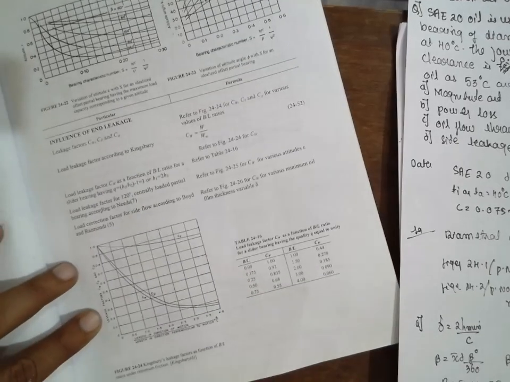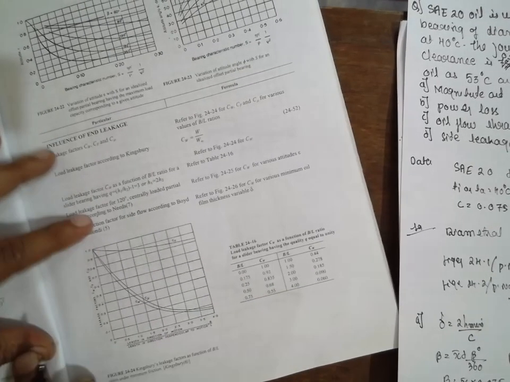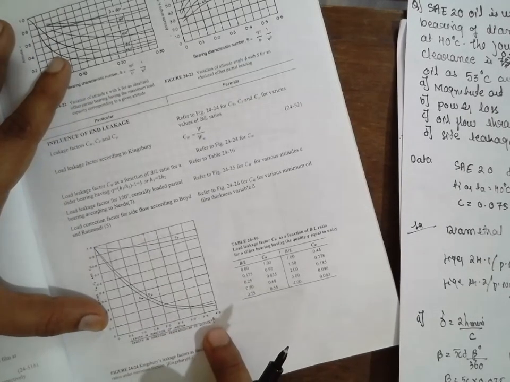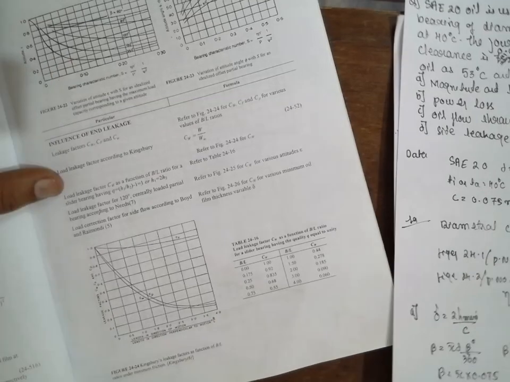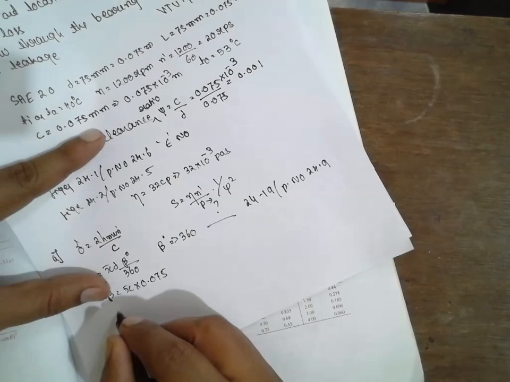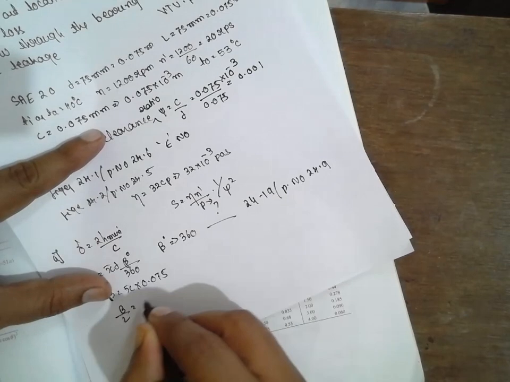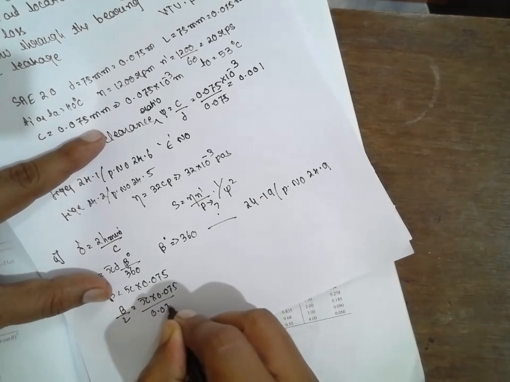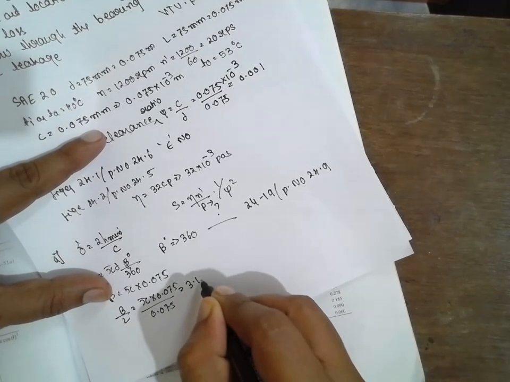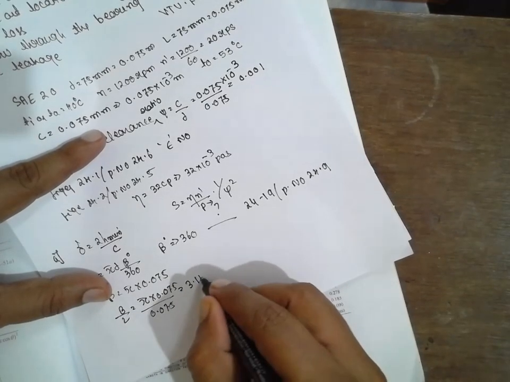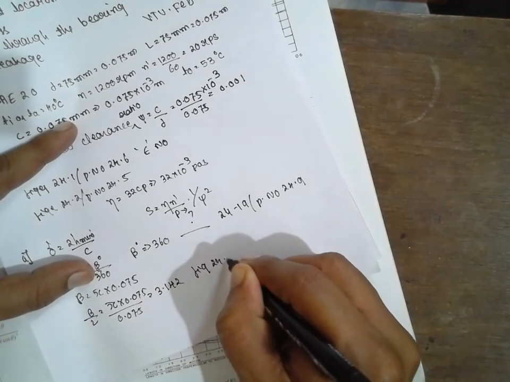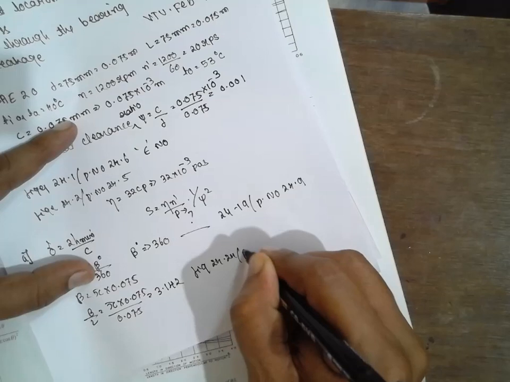Now we have to refer to this formula. B by L, length in the direction of the motion divided by length in the direction perpendicular to motion, L. Therefore, B by L is nothing but pi into 0.075 divided by 0.075. The answer will be 3.142. This can be obtained by figure 24.24.